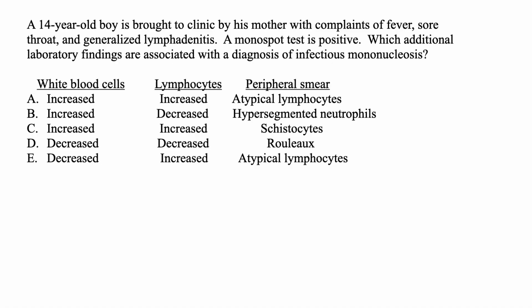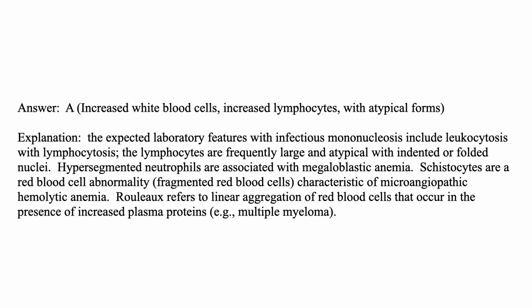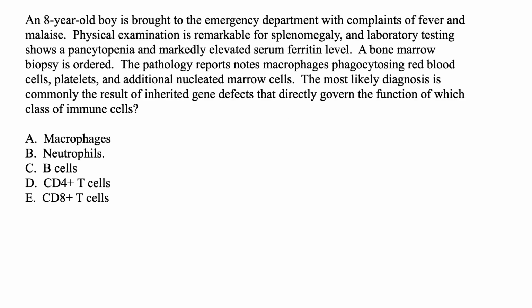So first question, so pause, answer it, and then we'll go on. So with infectious mononucleosis, we talked about you'd expect a leukocytosis, increased number of lymphocytes, and then the big one up there would be the atypical lymphocytes, which would help identify it. And then here's the explanation that I wrote at the time. Next one.